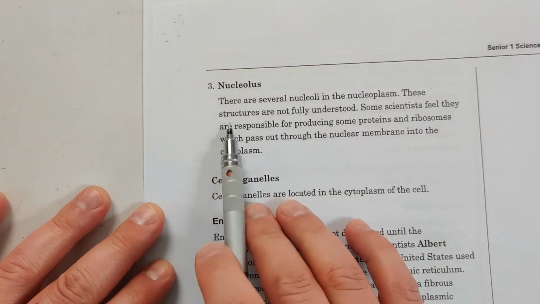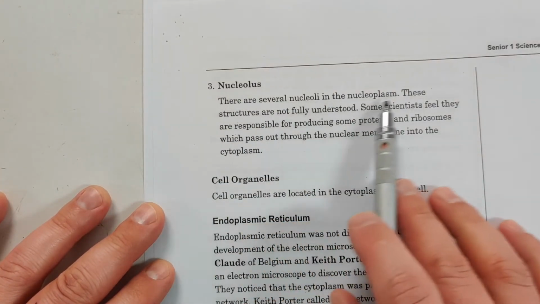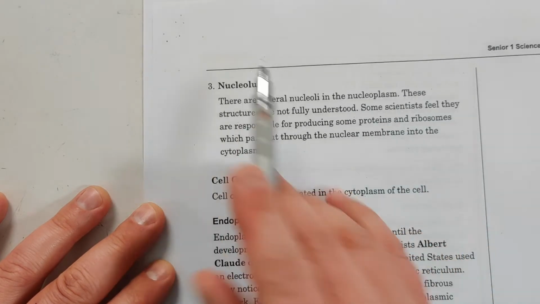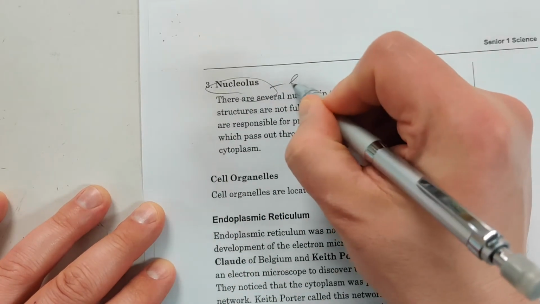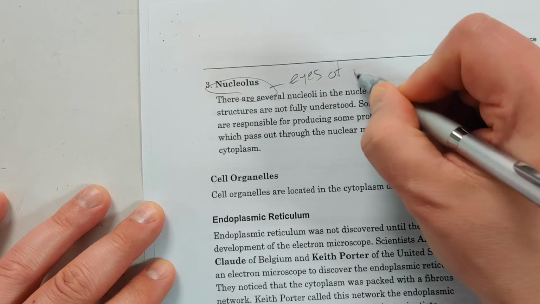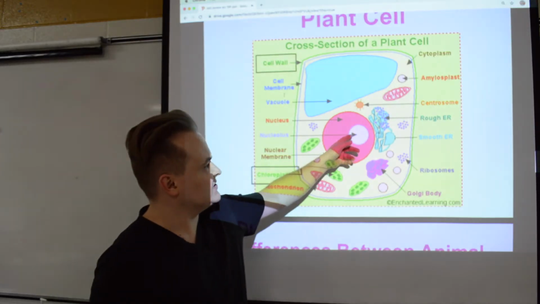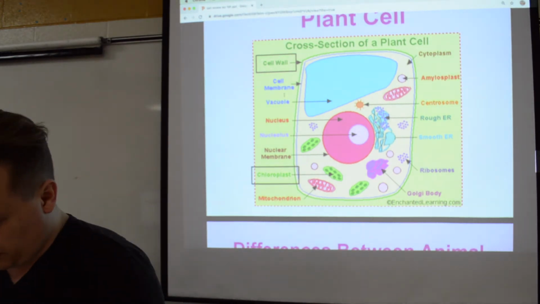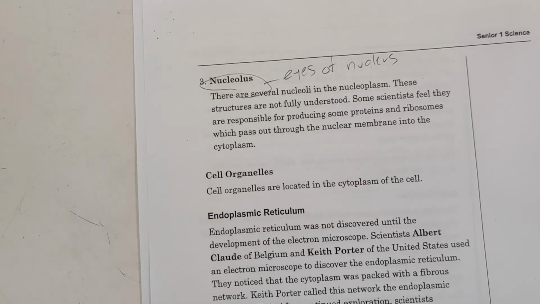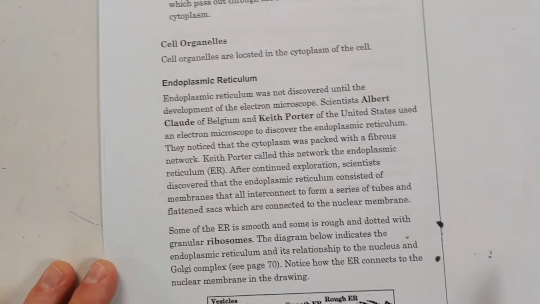The nucleolus. There are several different nuclei in the nucleoplasm. Don't worry about that. What you need to know is the eye of the nucleus. The nucleolus is this section. Now, some organelles that you're going to need to know about here.